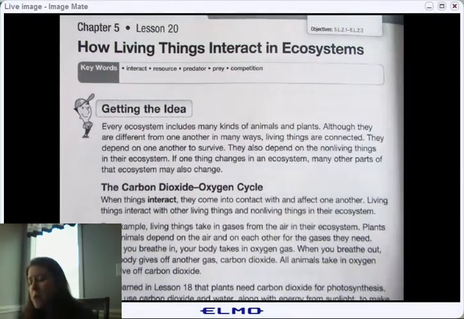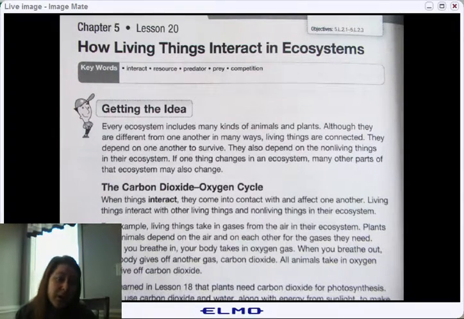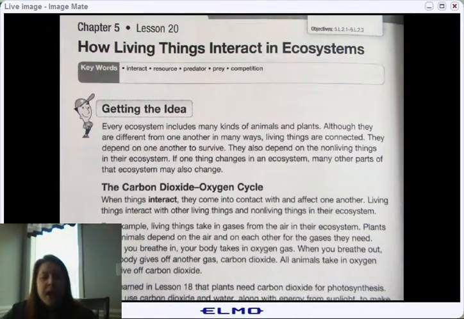We are on lesson 20 in our coach book. We are also on page 120 if you wanted to follow along. And we are finishing up the last one of our study guides.